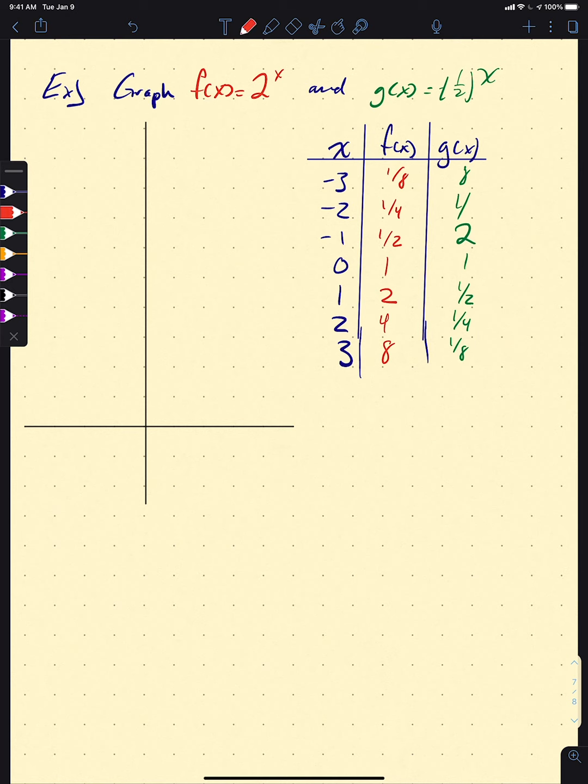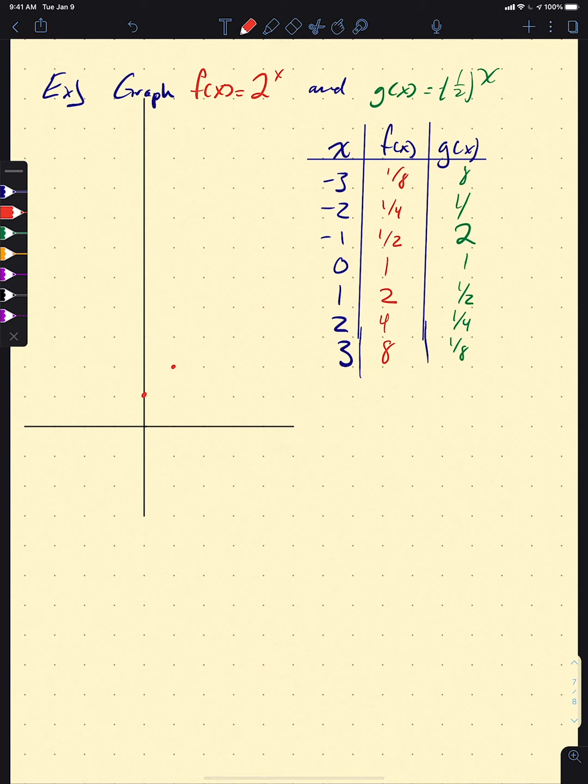So what happens when we graph this? We'll start by putting that on the dots. Let's start with f of x. At 0, we're at 1.